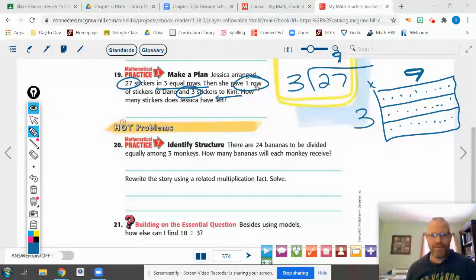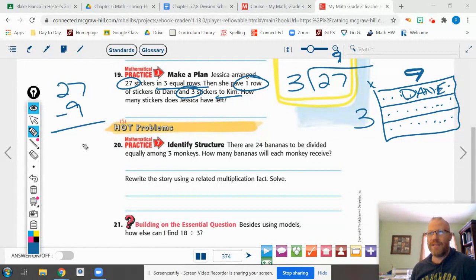So she has 1 row that she gives to Dane. So she has 27 total stickers, and she gives 1 row to Dane. So this goes to Dane. That's 9 stickers that she gives away. So we take away 9. 27 minus 9 is 18.